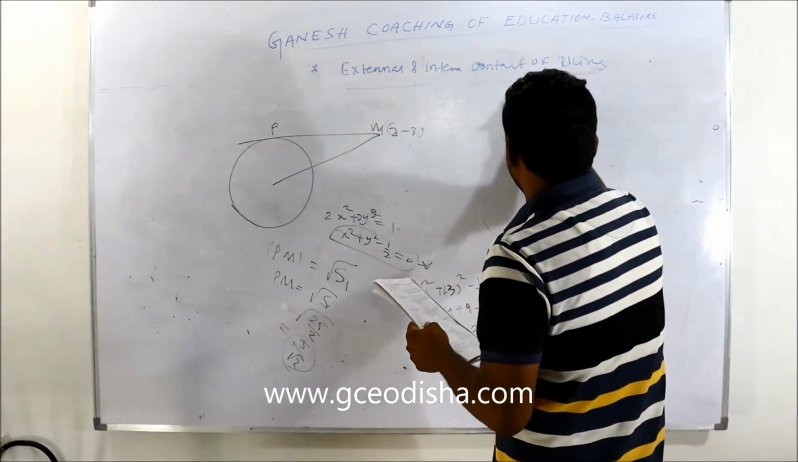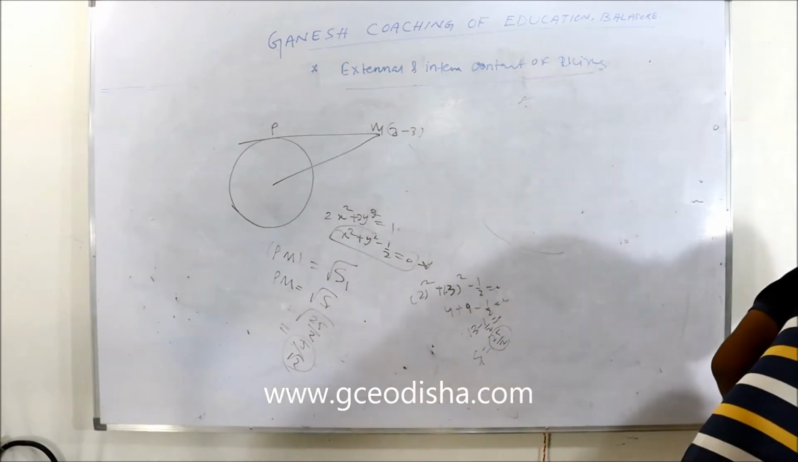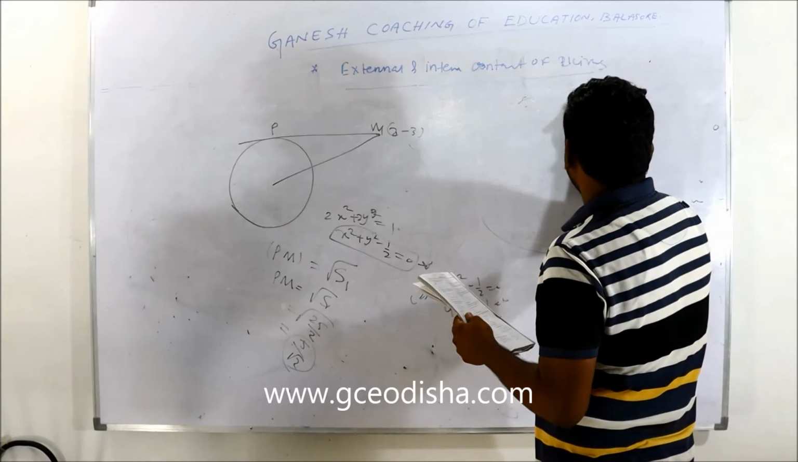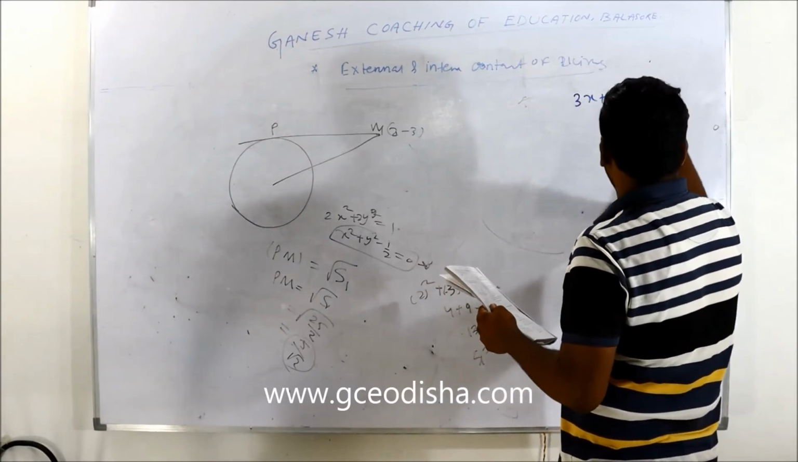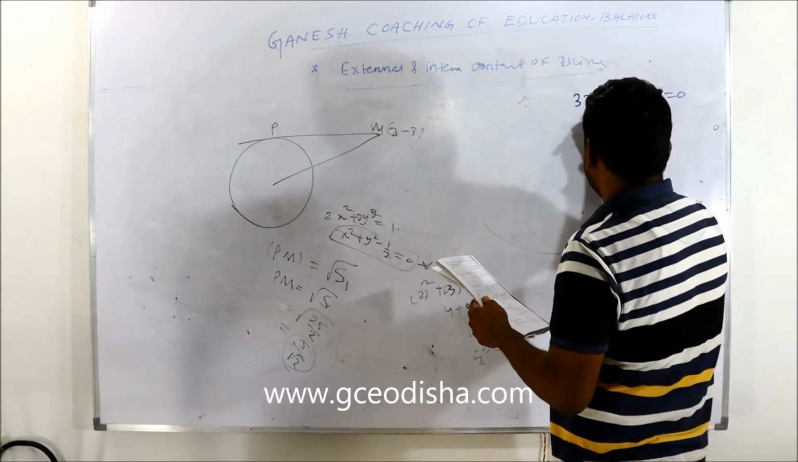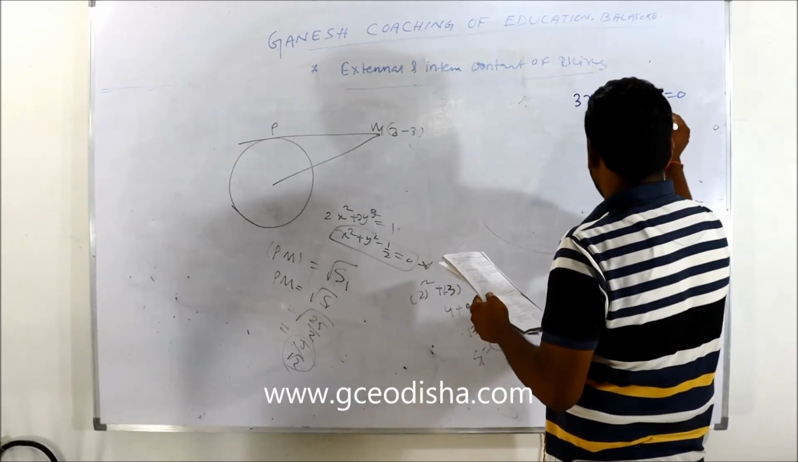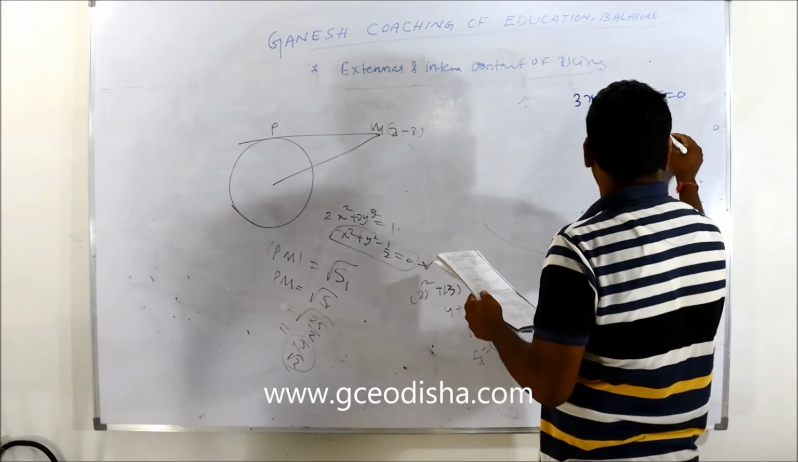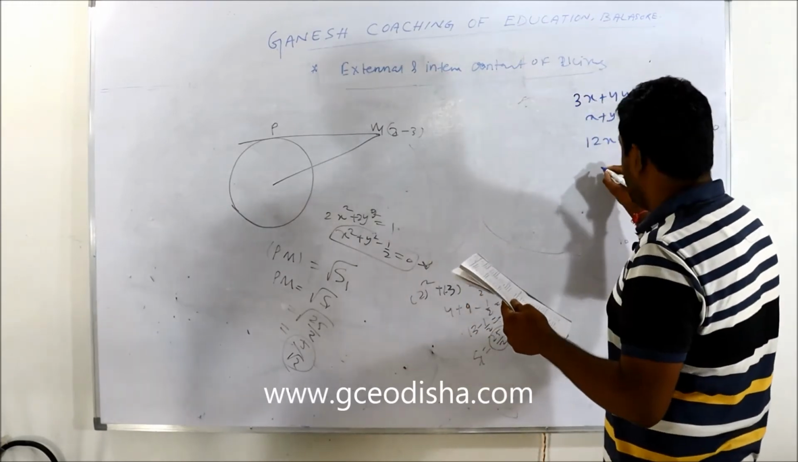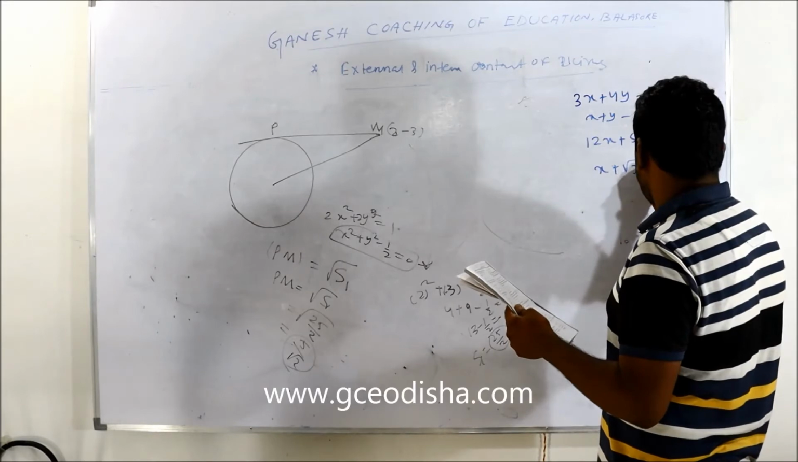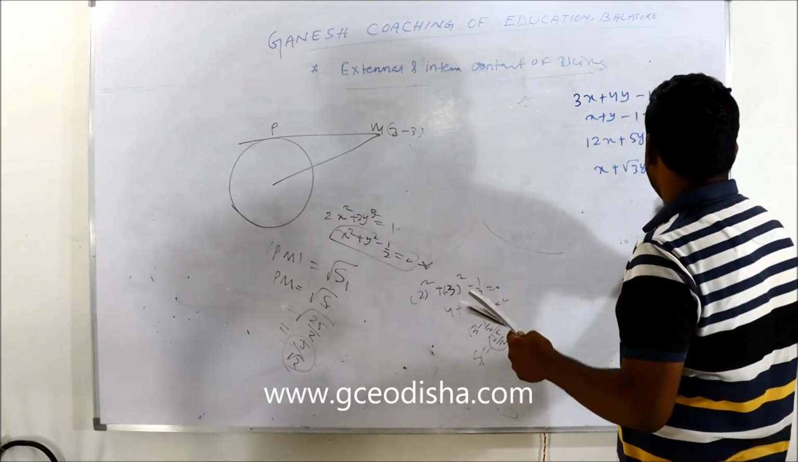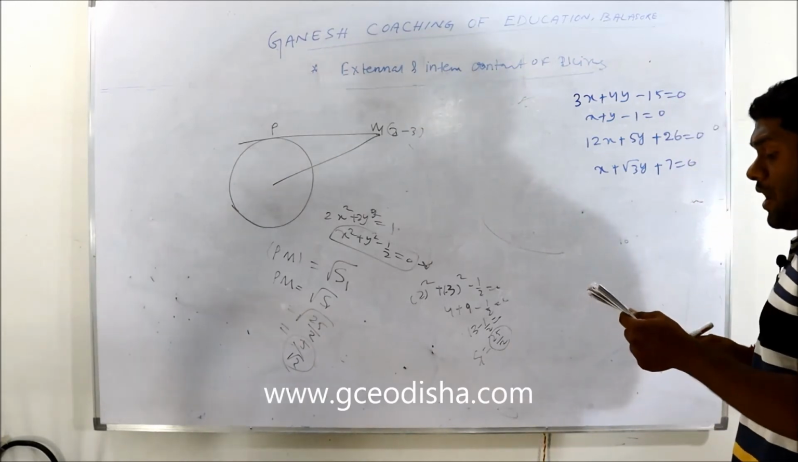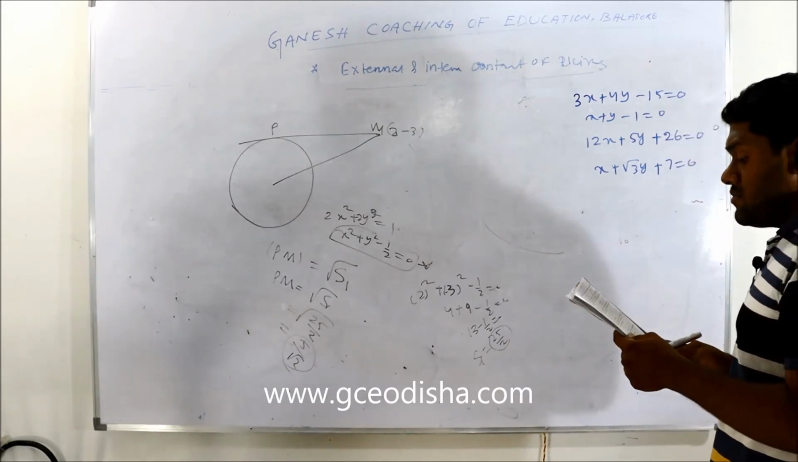Another question is given. They give 4 lines. One line is 3x plus 4y minus 15 is equal to 0. Another line is x plus y minus 1 is equal to 0. Another line is 12x plus 5y plus 26 is equal to 0. And another line is 3x plus root 3y plus 7 is equal to 0. They ask to find which line is farthest from the center of the circle.